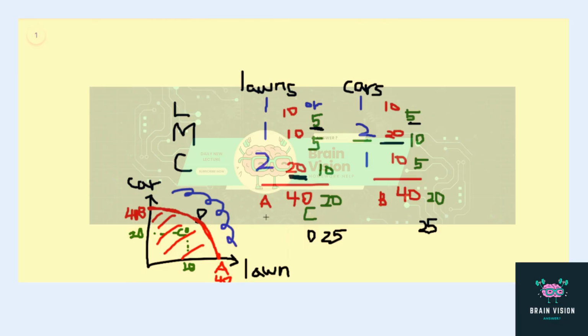So A, B, C, D, which one is inefficient? So apparently C is inefficient, because since it can attain point D, they should better allocate their jobs to produce the most possible services for each of these two goods. So C is inefficient.